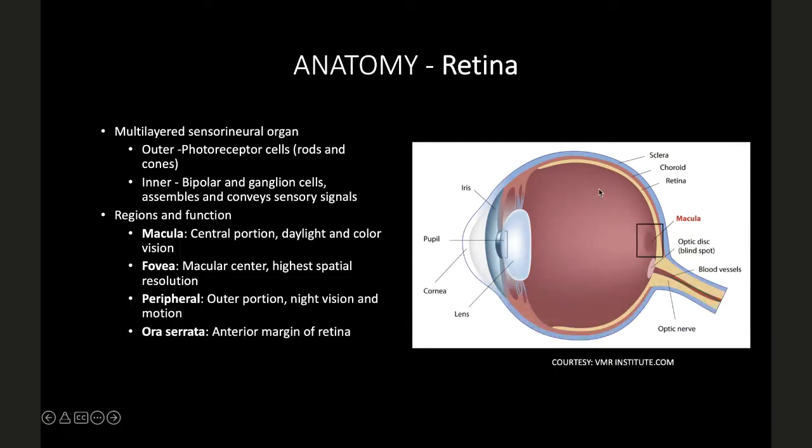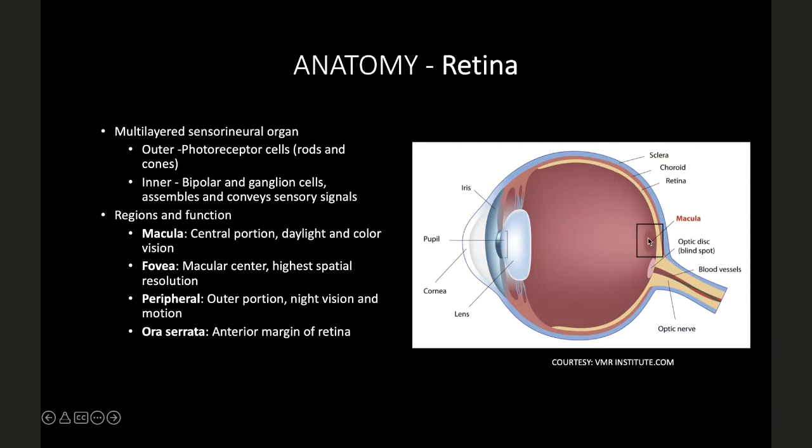When we talk about the three layers that surround the vitreous, you have the retina, then you have the choroid and the sclera. When we talk about the retina, it's a multi-layered sensory neural organ. Your inner layer has the bipolar and the ganglion cells. It takes care of all the sensory signals. And the outer layer is the photoreceptor cells, which are the rods and the cones.